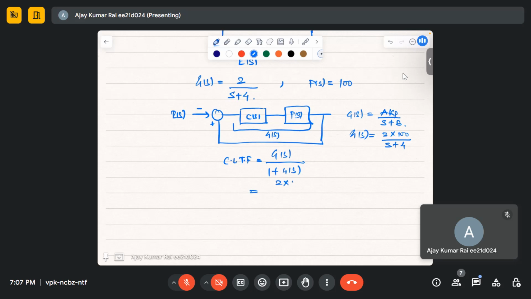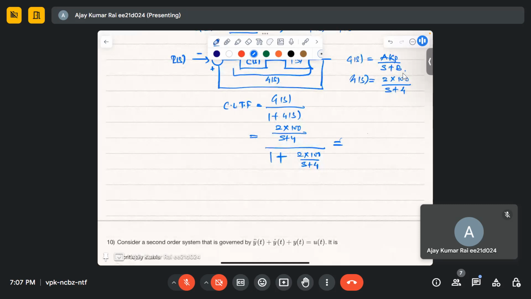Okay, so 2 into 100. Okay, this is s plus 4. So what you'll get, 1 plus 2 into 100 is plus 4. Okay, if you simplify, you'll get 200, or let me write like this, 2 into 100 is plus 4 into 2 into 100, right? This you'll get closed loop transfer function.